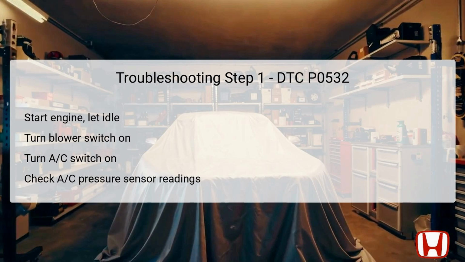Next, ensure the AC switch is turned on, which is necessary to allow the air conditioning system to engage and begin operating. Finally, utilize the Honda Diagnostic System, HDS, to check the readings from the AC pressure sensor. A reading of approximately 0.24 volts or less at this stage would indicate trouble, while a higher reading suggests that the system is functioning correctly for the time being. This stage sets the groundwork for further investigation.